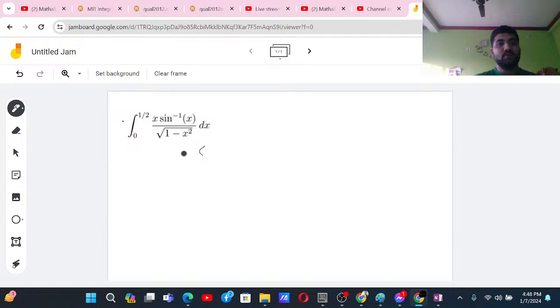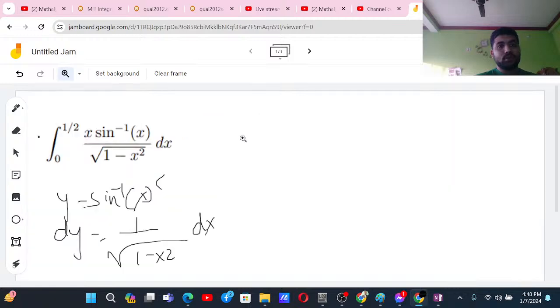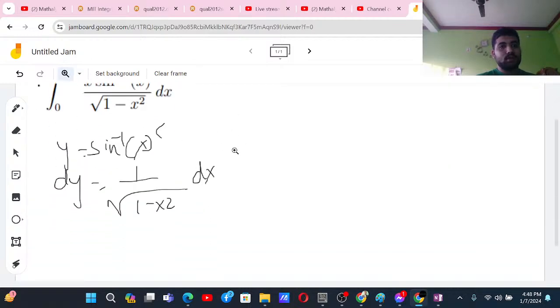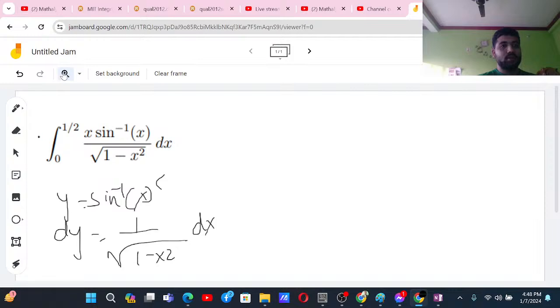Okay, so now for this one, you can first just let y as sine inverse x, and that gives us dy equals 1 by root under 1 minus x square dx. I can slightly zoom this so the screen will be larger. Now, if we do this, our x will be sine y.